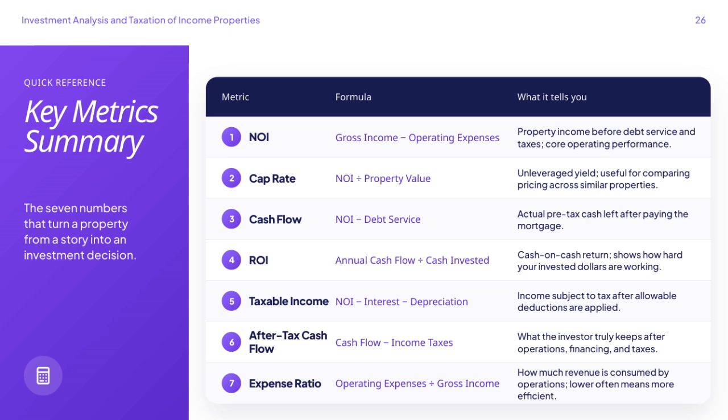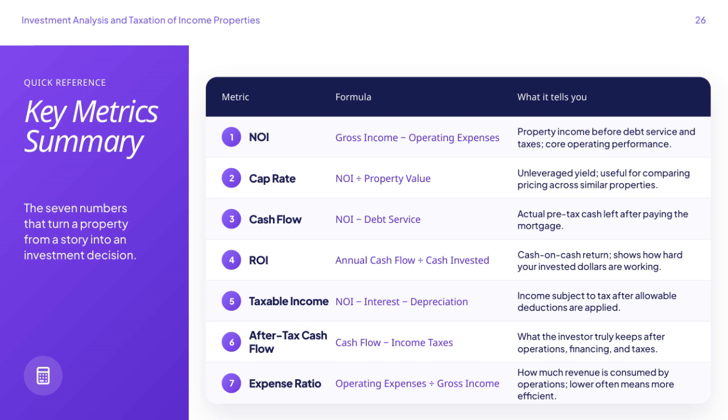Moving on, cash flow is NOI minus debt service, showing the actual pre-tax cash left after mortgage payments. ROI, or return on investment, is annual cash flow divided by cash invested, reflecting how effectively your invested dollars are working for you. Then we have taxable income, which is NOI minus interest and depreciation, indicating the income subject to tax after allowable deductions. After-tax cash flow is simply cash flow minus income taxes, revealing what the investor truly keeps after all operations, financing, and taxes.